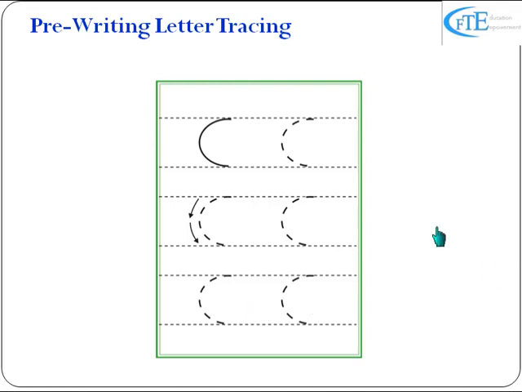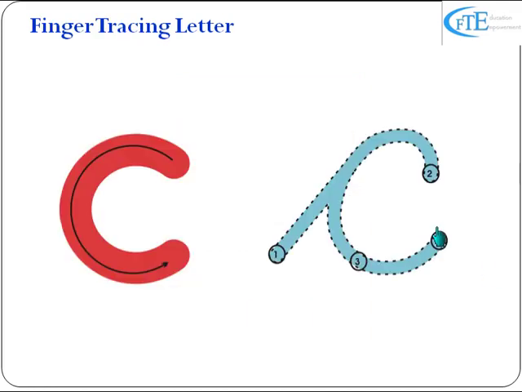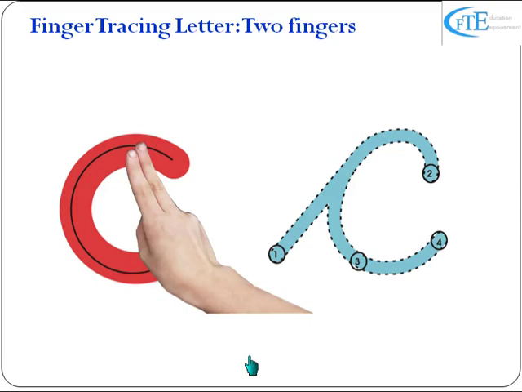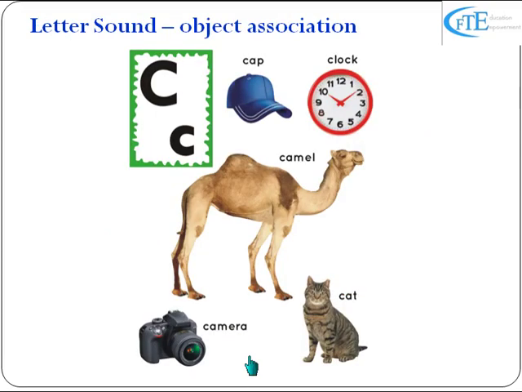Tracing the stroke, tracing the letter while saying the sound. Use the two-finger technique. Objects that start with that sound: K, cap, K, clock, K, camel, K, cat, K, camera.